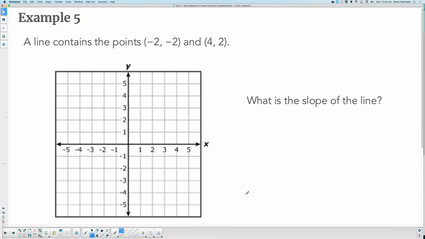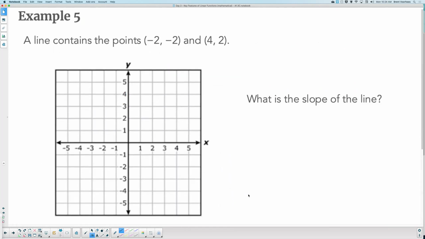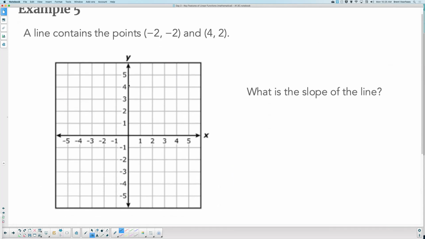We now come to example 5, where this time they don't actually show us the picture. So let's plot these points and see what we can come up with. It says a line contains the points negative 2, comma, negative 2, and 4, comma, 2. Question will be, what is the slope? So let's go plot these points. Negative 2, negative 2. This is our first point, so I'm going to call this x1, comma, y1, because this is the first point they showed me.